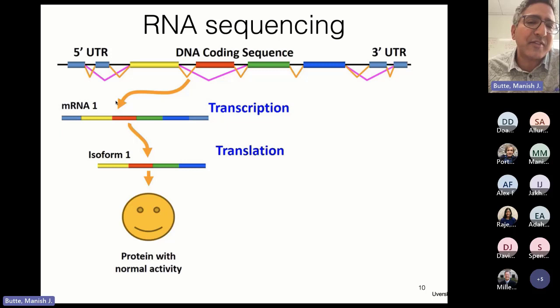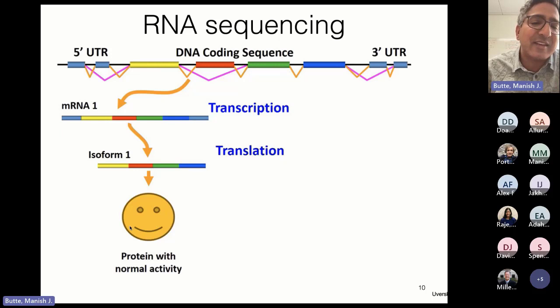So here at the top is the coding sequence of a gene. Hopefully you can all see my pointer. These are exons here, untranslated exons in blue, and then the four coding exons in yellow, red, green, and blue. When they are spliced together in the right way, you end up with a transcript that includes the untranslated exons and the coding exons. Eventually, through translation at the ribosome, that forms a protein that has activity.